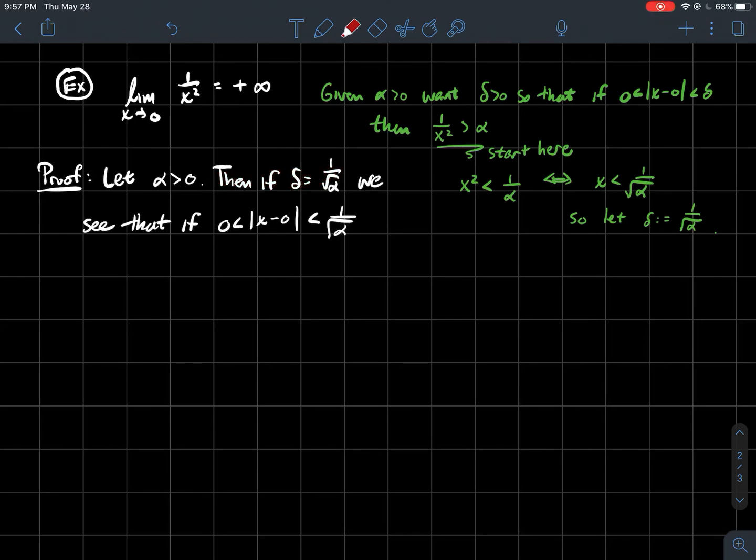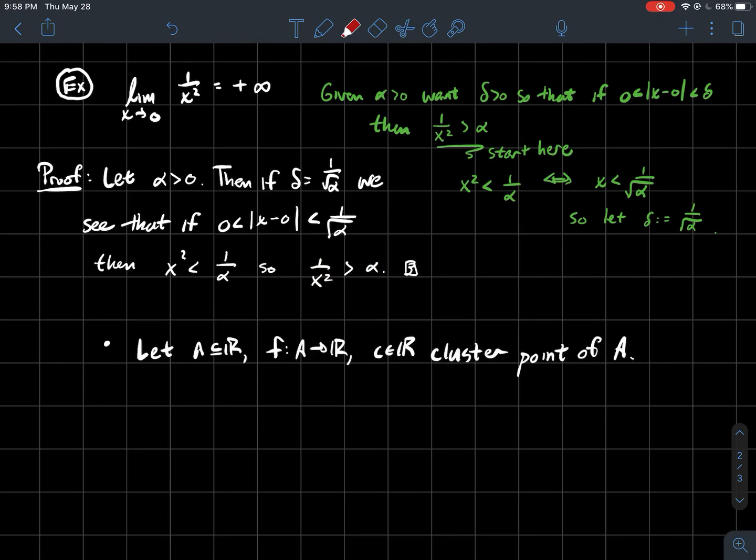Then what happens? Well, if x is within 1 over square root of alpha of 0, then if I square both sides, that tells me that x squared is going to be less than 1 over alpha. And I don't need the absolute value on the left anymore. And that's true if and only if, when I take reciprocals now, again, these have the same sign, so this inequality should flip around, and I achieve that 1 over x squared is larger than alpha.